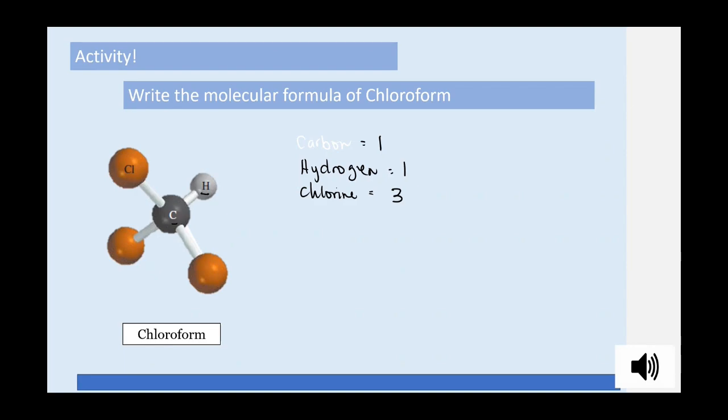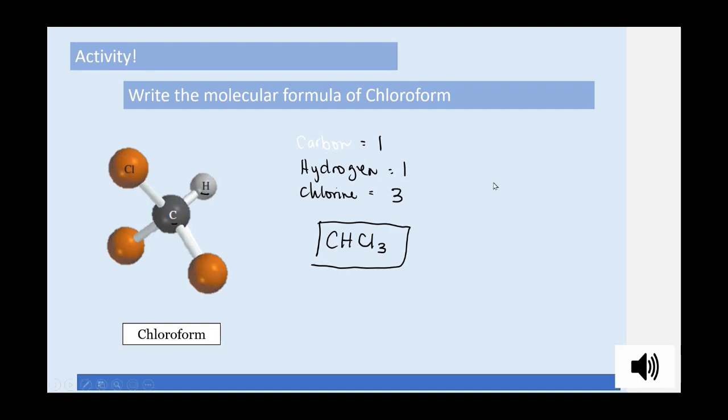Okay, very good, Yanina and Shermel. So, that is the correct molecular formula of chloroform. Carbon, we have 1 atom of carbon, and also 1 atom of hydrogen. And for our chlorine, we have Cl, and then 3. So, this is the molecular formula of our chloroform.